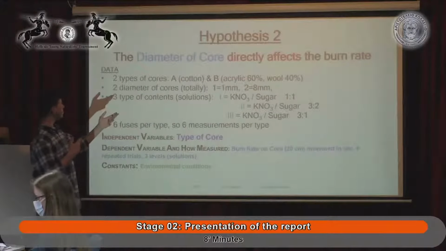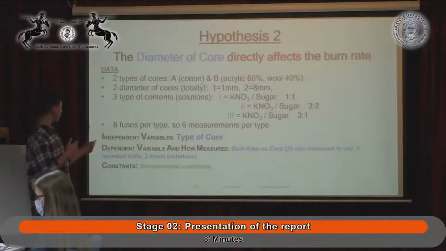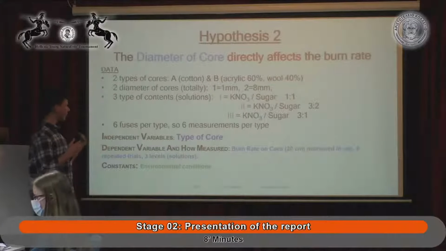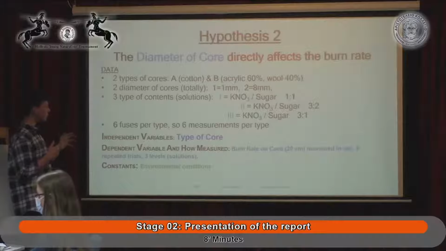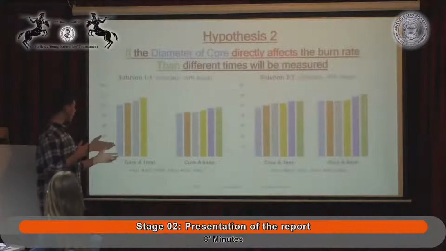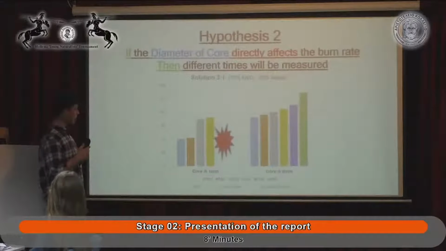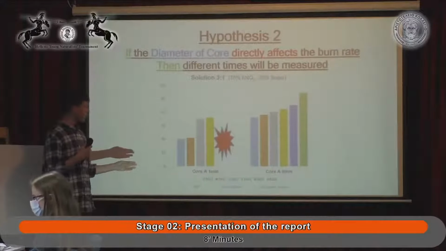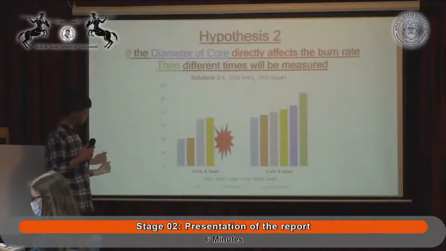My second hypothesis is that the diameter of the core directly affects the burn rate. The independent variable is the diameter of the core, and the dependent variable and constants are the same as in the previous hypothesis. Here are more diagrams. Here there was one that exploded, and then more diagrams.